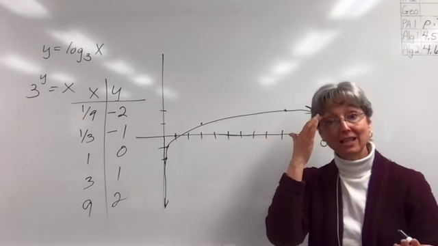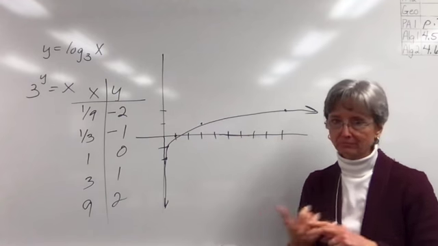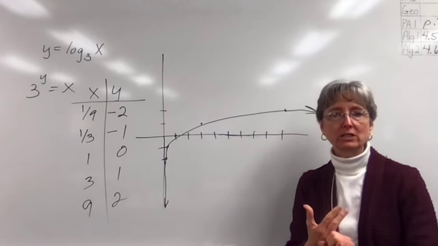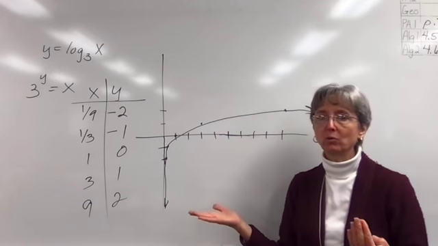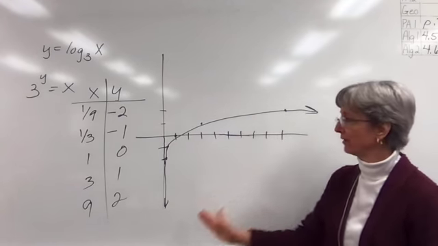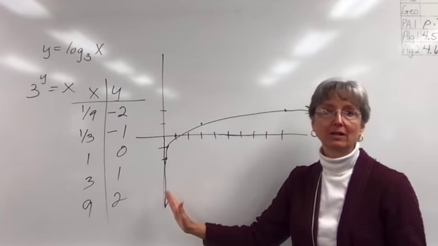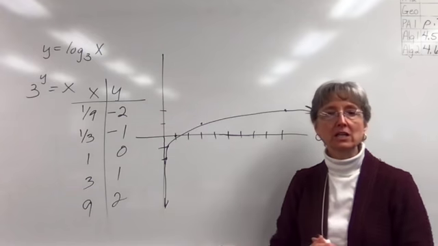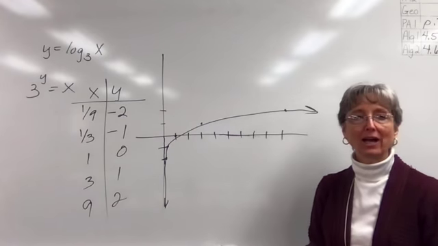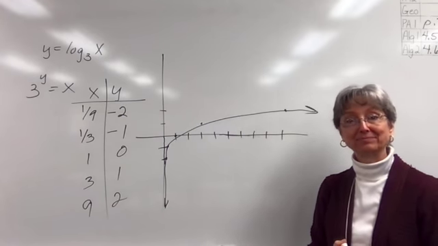You're going to be asked that kind of information. What's the asymptote? What's the domain? What's the range? What's the y-intercept? Before we had a y-intercept, now there is no y-intercept. Remember, our domain is x is greater than 0, so it does not intercept the y-axis at all.